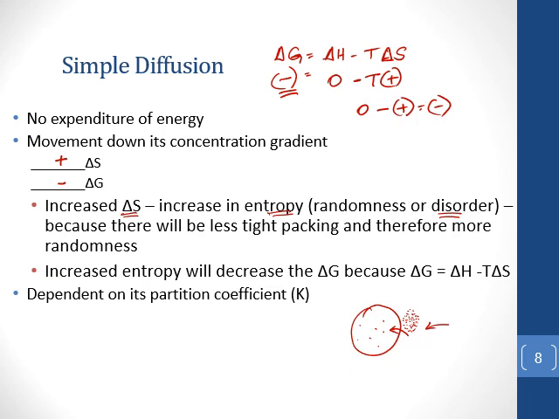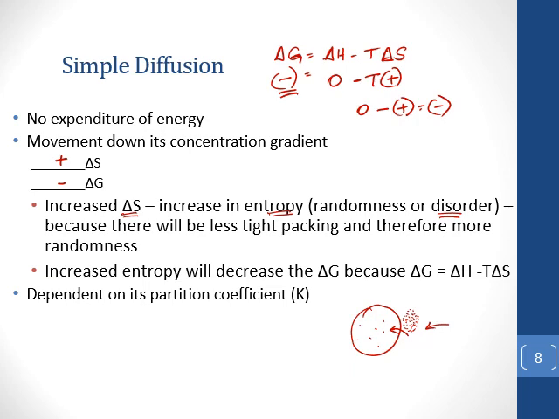And again, because that entropy increases, we'll have a decrease in the delta G. Okay, so again, just to summarize, as things move across the membrane, if they move down their concentration gradient, that's going to be reflected by a positive delta S and an overall negative delta G.